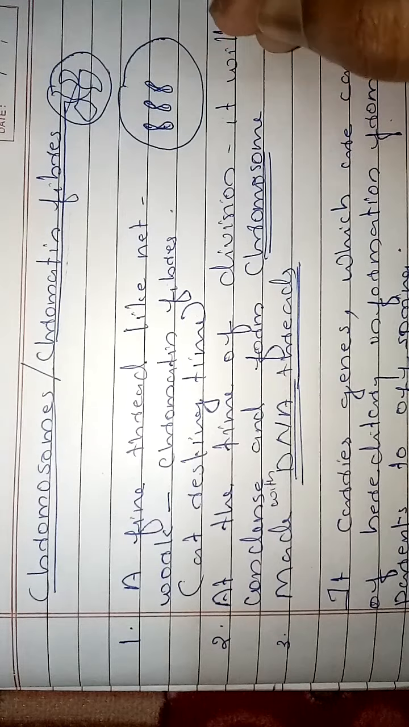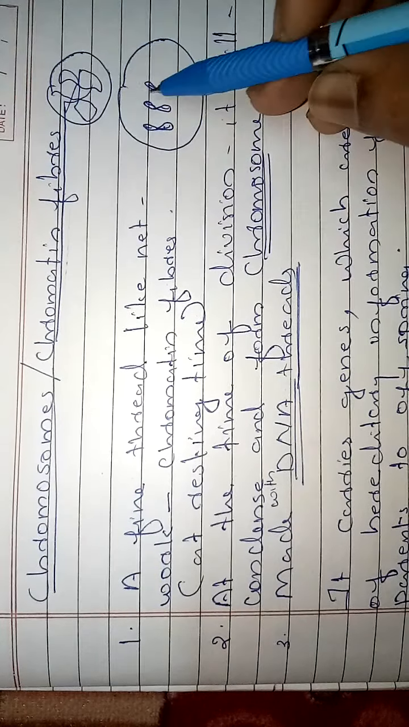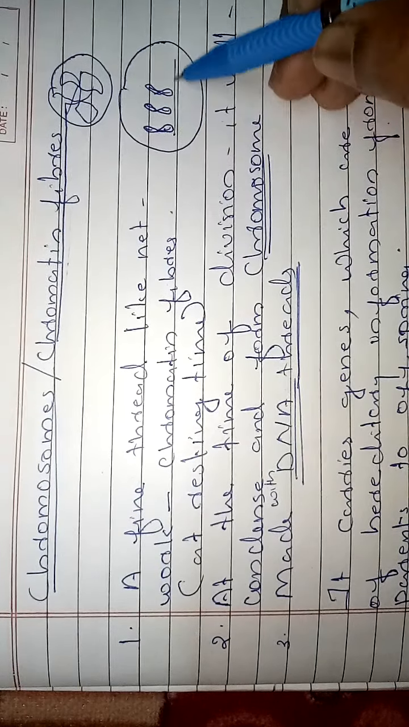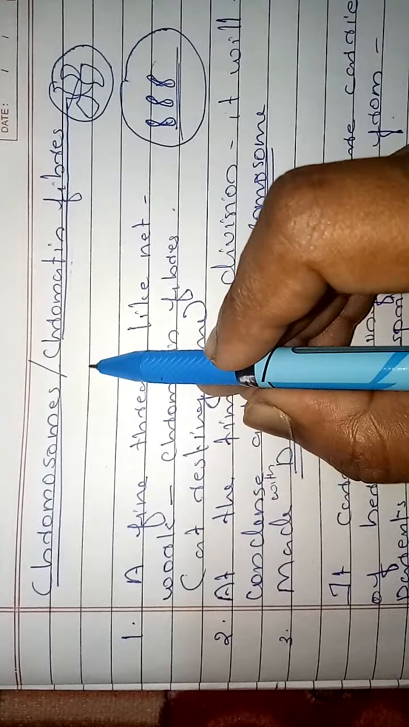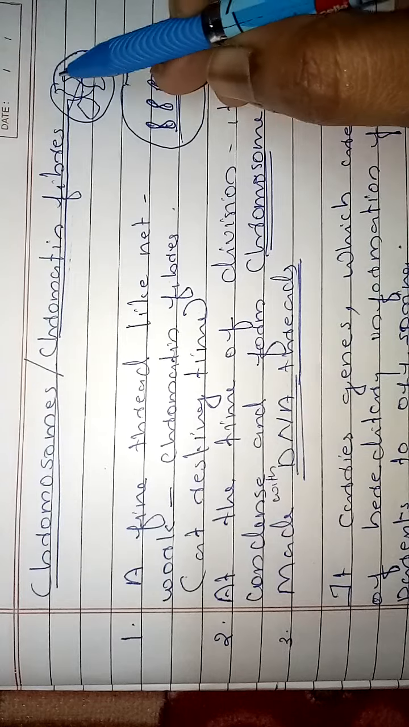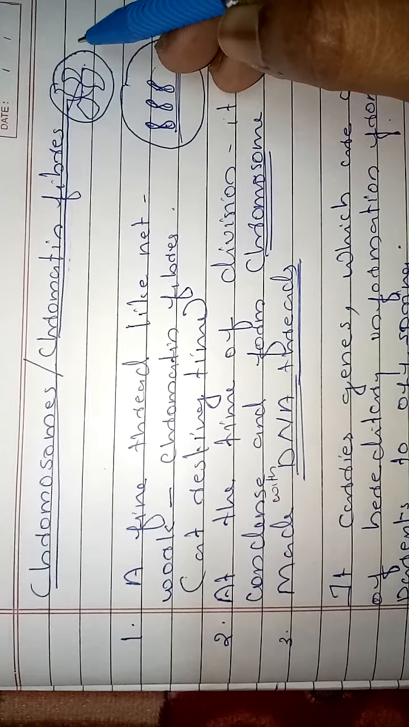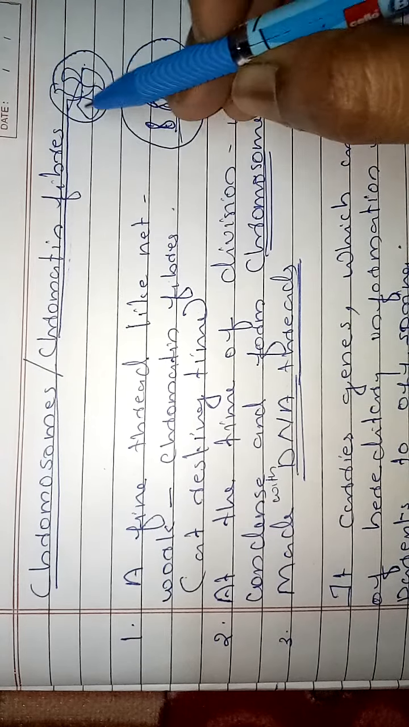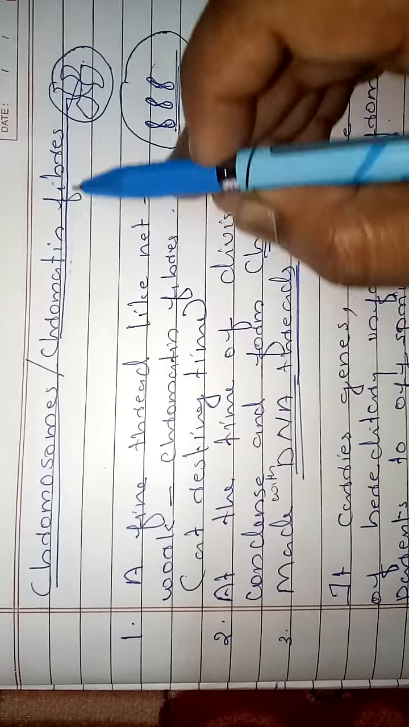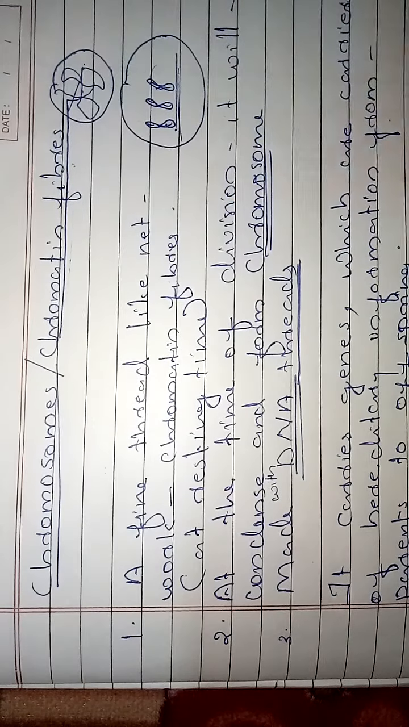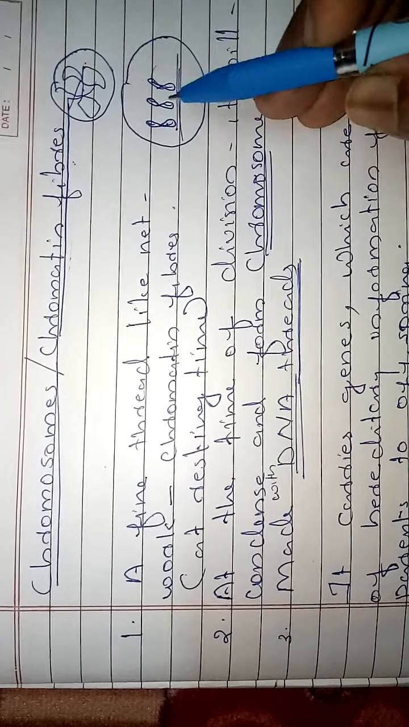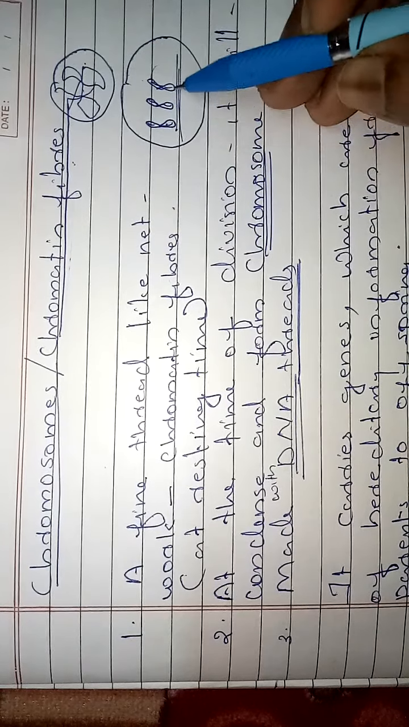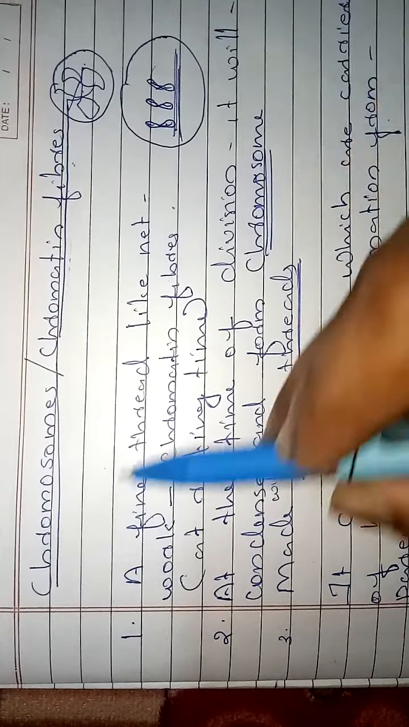At the time of cell division, it will get condensed and change its shape to this, and this structure is known as chromosomes. This is the genetic material. So when the cell is not undergoing division, it is a thread-like structure called chromatin fibers. At the time of cell division, the chromatin fibers get condensed and change their shape to this, and this stage we call chromosomes.